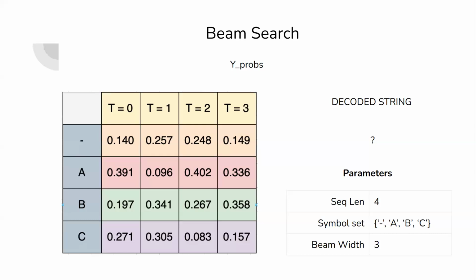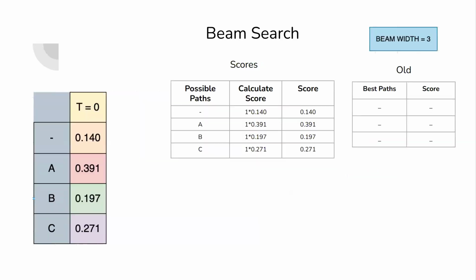So in this case, let's say we are dealing with a sequence length of 4 and a beam width of 3. The beam width indicates how many top predictions we want to consider at each time instance. So here in this example, we have our symbol set, which is the same as what you've seen before. And you've seen the output from the greedy decoding, and now we will try to use the beam decoding.